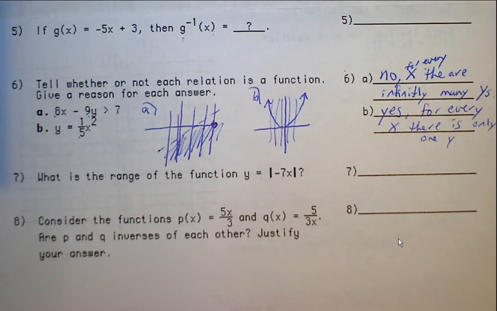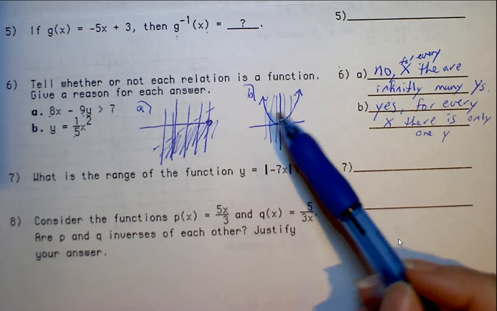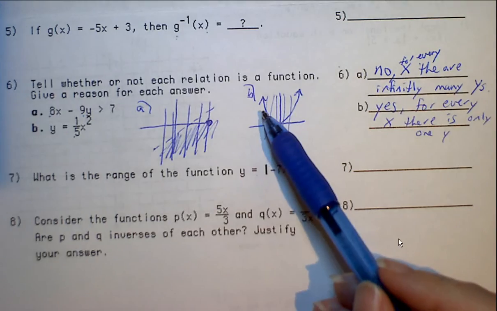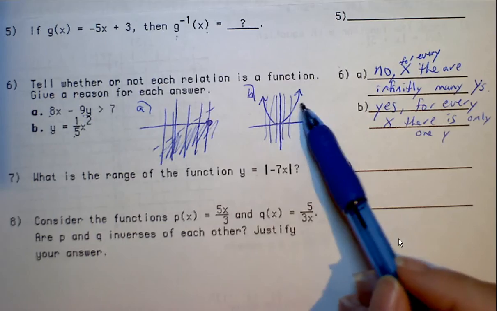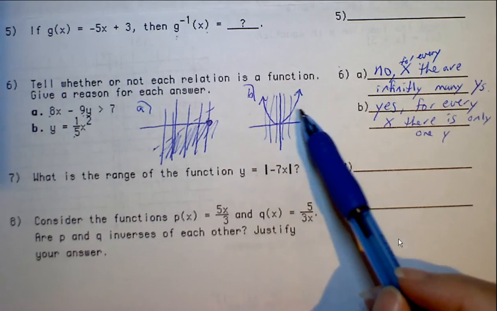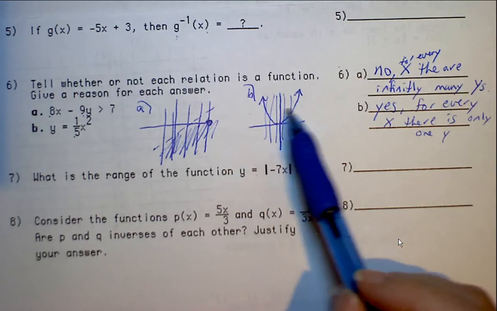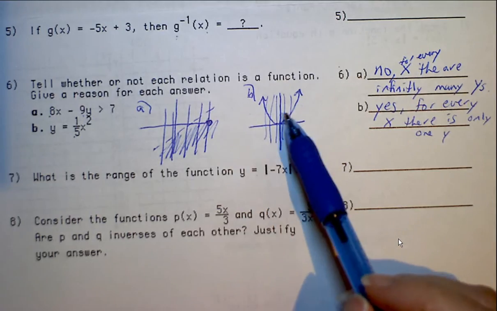Now, what does the horizontal line test tell us? The horizontal line test tells us if the function is 1-to-1, and it also tells us if its inverse is going to be a function. So like this one, its inverse is not a function, right? So the horizontal line test tells us if the function is 1-to-1 and if the inverse of that function would be a function.